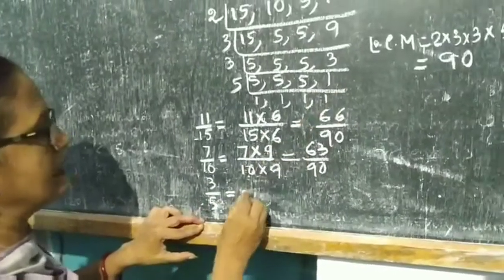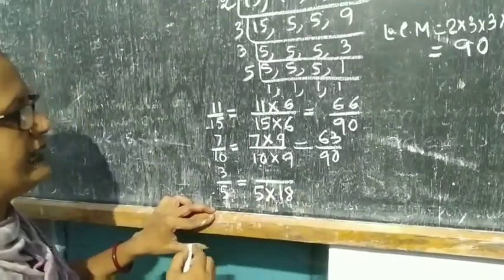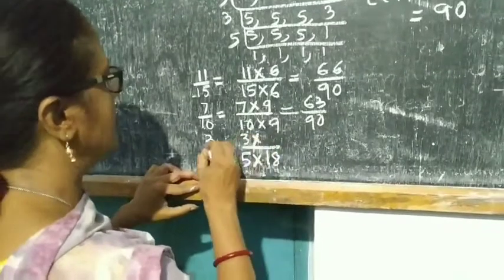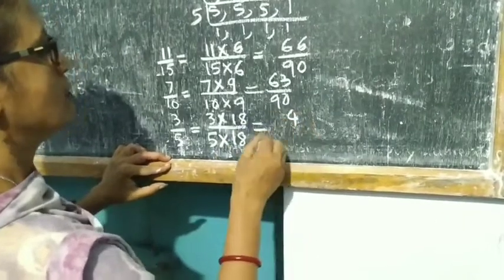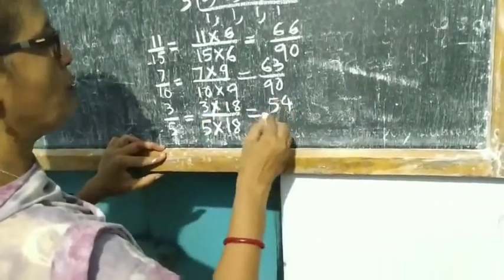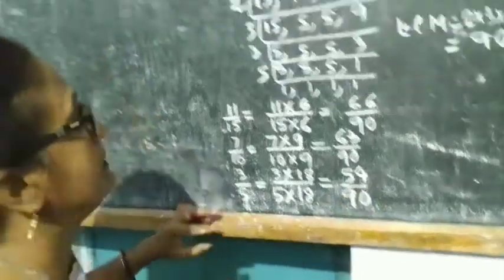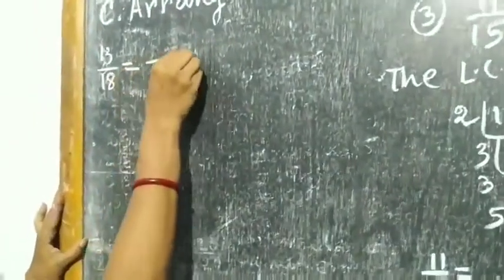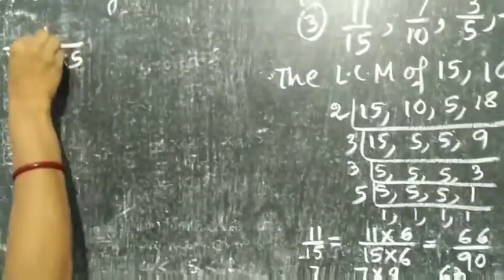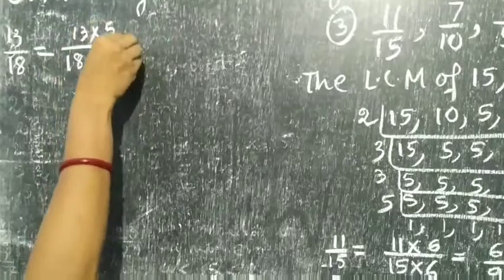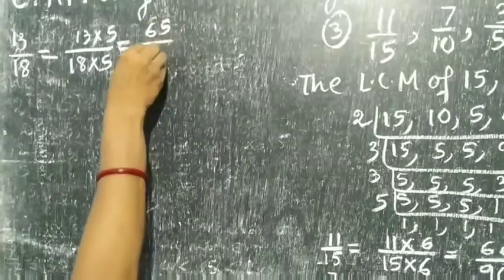Again children, you see 3 by 5. So you have to bring 90. So 5 into 18, 90. So you have to multiply the numerator also by 18. So 3 into 18, 18 3s are 54, and 18 into 5, 90. Now 13 by 18: 18 into how much? 90. 18 into 5, 90. And 13 into 5, because it's the same number, you have to multiply the numerator also. So 13 into 5, 65 by 90.